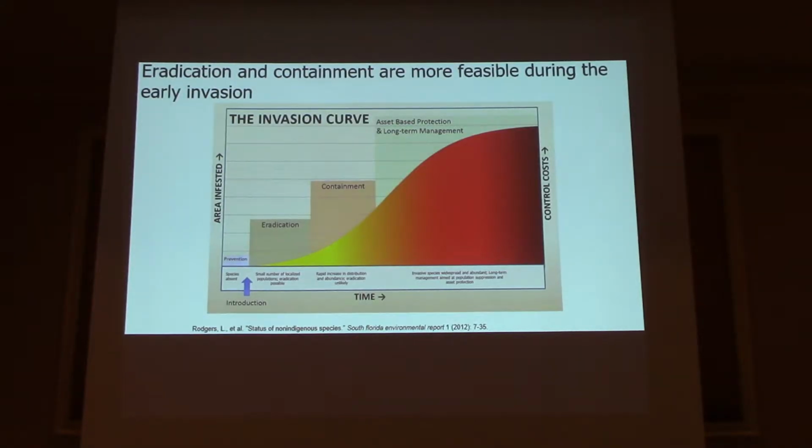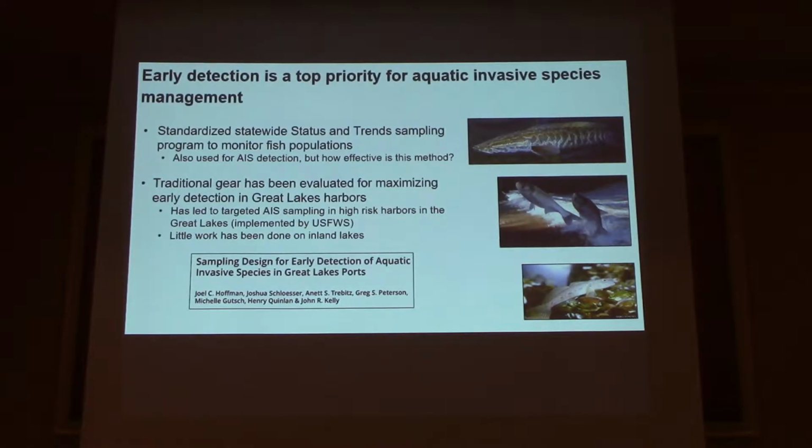So this is a classic invasion curve where you have two y-axes. The first is area infested, the second is control cost, and the x is time. And the point of the figure is to say that eradication and containment are much more feasible in smaller areas. And so naturally, early detection is a top priority for management agencies.